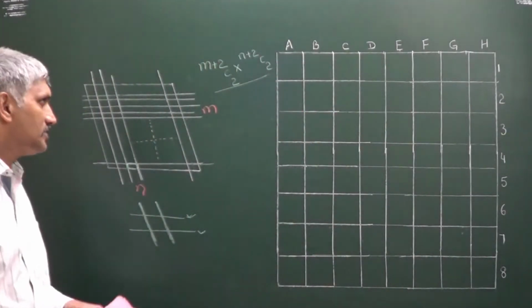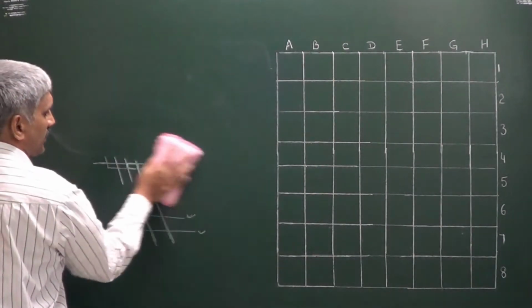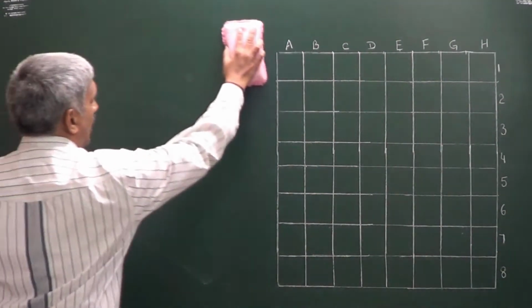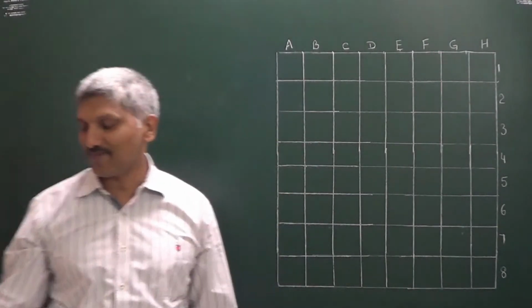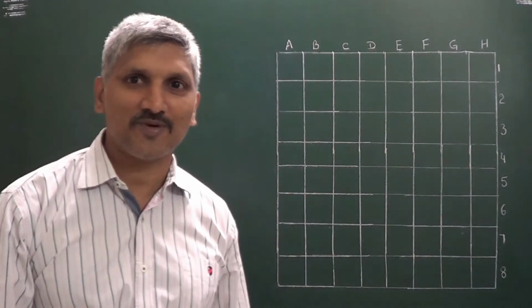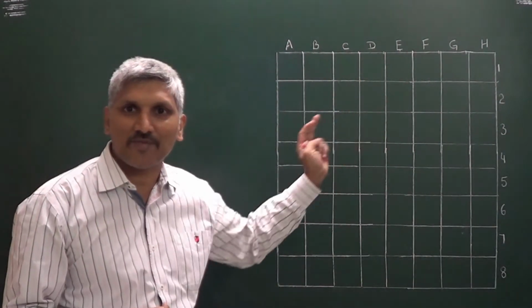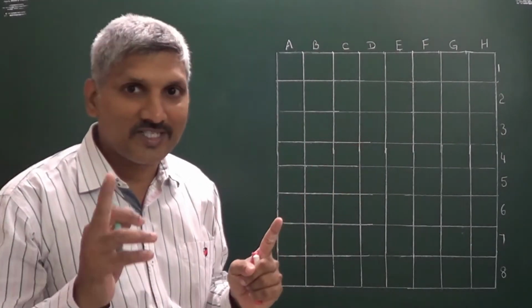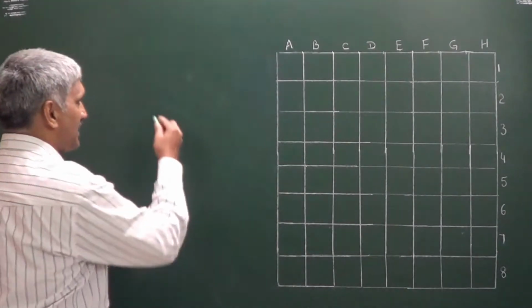Now my question is, you know about a chessboard. Number of rectangles in a chessboard. How many rectangles are there in this chessboard? Rectangle. How many horizontal lines are there? Tell me. No, don't say 8. How many horizontal lines are there? 9 horizontal lines are there.